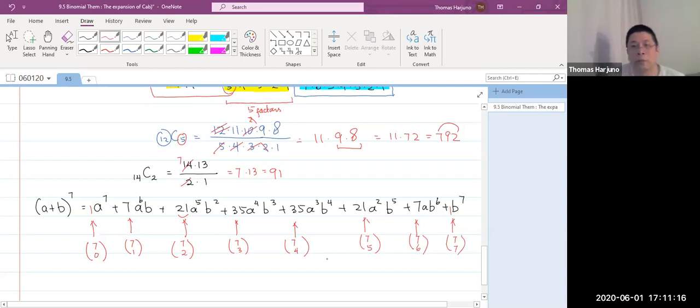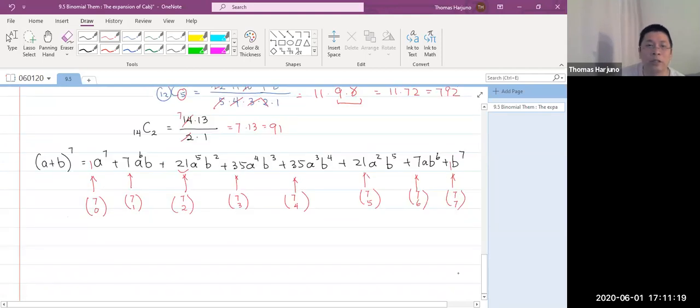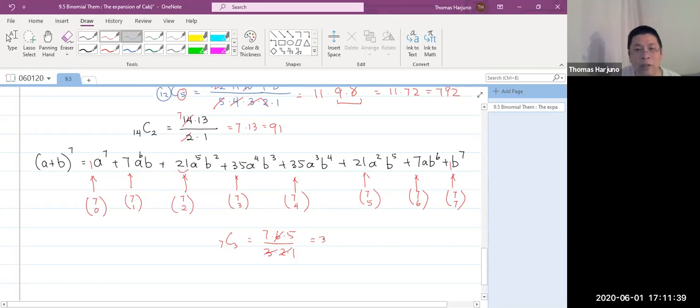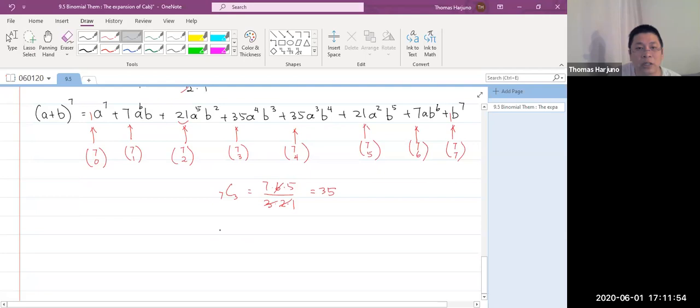Okay, so for example, this 7 combination 3, if I do it by hand, that is 7 times 6 times 5, 3 factors, right? And then over 3 times 2 times 1. Now notice that 3 times 2 cancels with 6. So I get 7 times 5, which is 35. Now, because of the symmetry we talked about earlier, you will see that 7 combination 3 is the same as 7 combination 4.